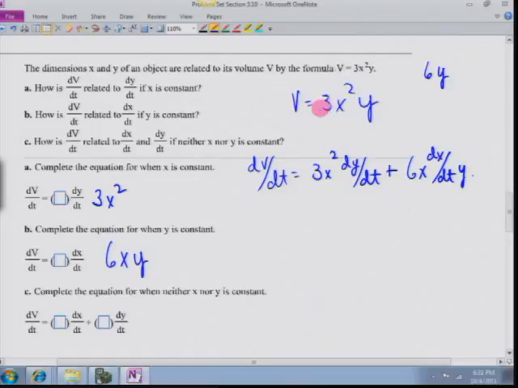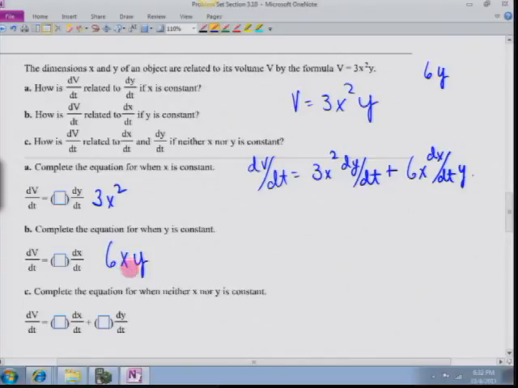But this is a number in front of it. This whole thing is a number. And so think about 6y. The derivative would be 6, right? dy dx. So 3x squared is a constant. That's the derivative. Does that make sense?